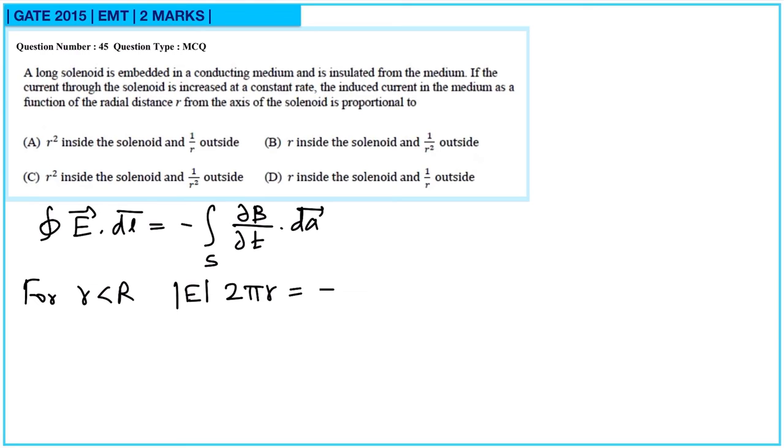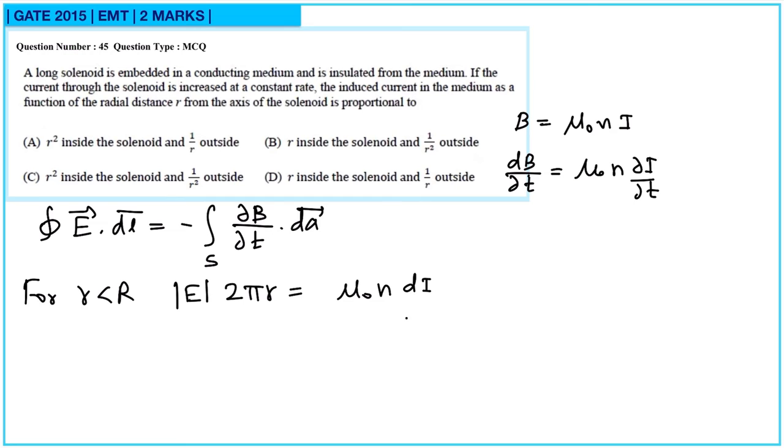Now we know for a solenoid we have to calculate B. So B is equal to mu naught into n into I. So dB by dt will be equal to mu naught n times dI by dt. So this is the case. Now we have to solve this. So this will be mu naught into n into dI by dt into this area. The area integral is pi r square. So this will be pi r square.